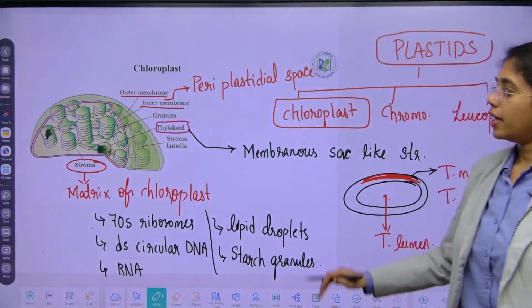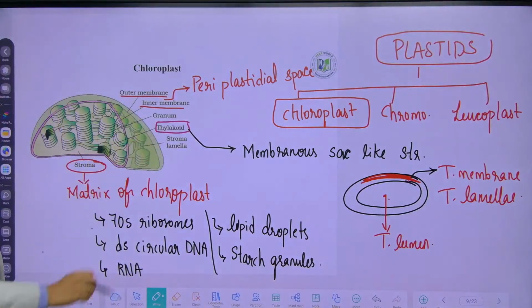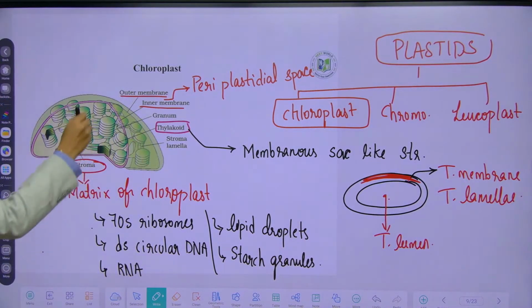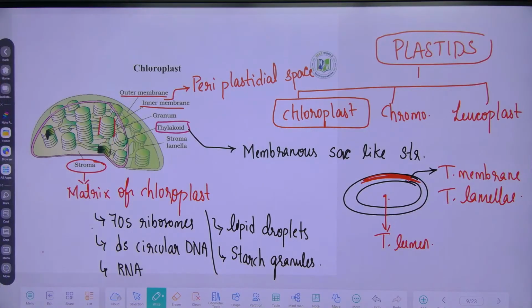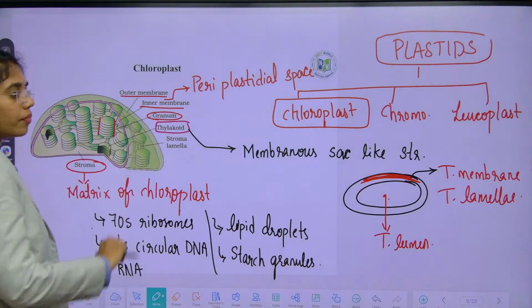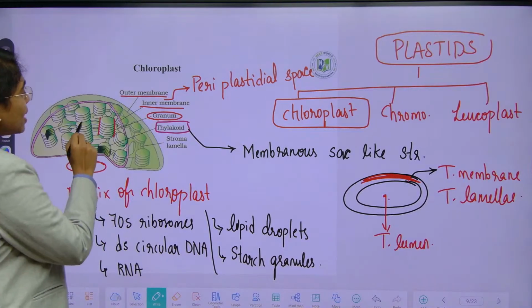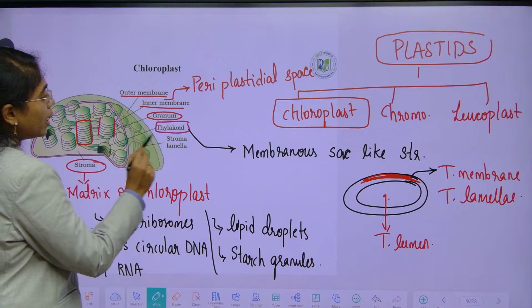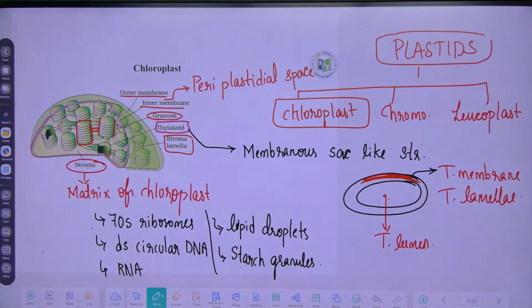So this is the thylakoid membrane, which is the third membrane system of chloroplast, and this is the thylakoid lumen, which is the space present inside the thylakoid. Thylakoids are membranous sac-like structures. If they are present one above the other, they will make up a stack, like a pile of coins. That stack of thylakoids is known as what? Granum. One granum is connected to another granum by stroma lamellae. This is the structure.